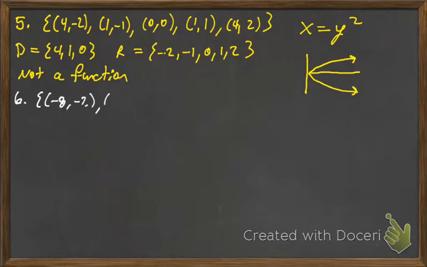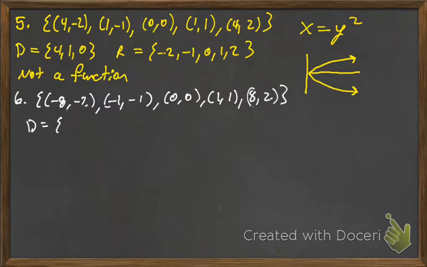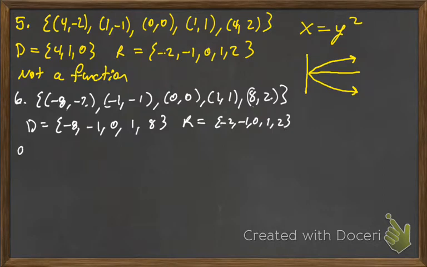So -8 and -2, -1 and -1, 0 and 0, 1 and 1, 8 and 2. There are no repeating x's, there are no repeating y's, so this is going to be a one-to-one function. We'll go ahead and list all the x's for the domain, we'll list all the y's for the range. Of course, that's being distinct x's and y's. Well, they're all distinct here, so we're good. Okay, so this is a one-to-one function.